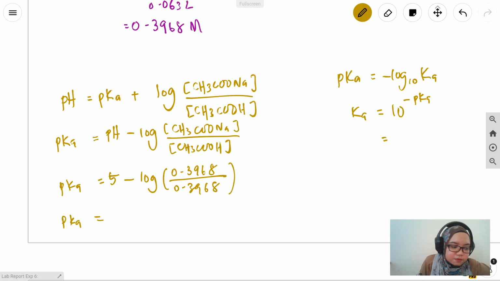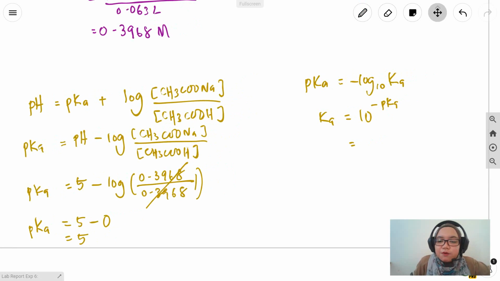So it's actually like this. pKa equals 5 minus the log, and this already counts as 1, right? So log 1 is equal to 0. So 5 minus 0 is equal to 5. Okay, so we got the pKa, but it is not yet Ka. So we got the pKa equal to 5.